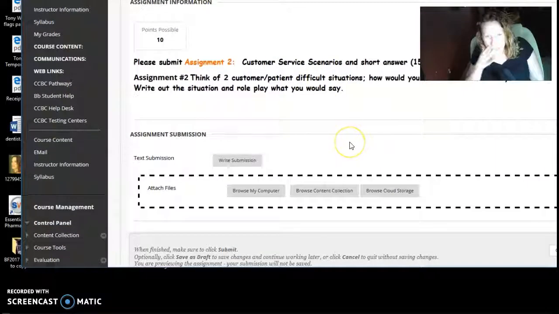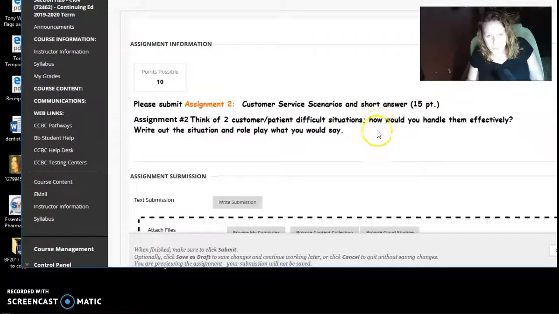And what it is here is think of 2 customer-patient difficult situations. How would you handle them effectively? Write out the situation and role play what you would say. So essentially what I'm asking you to do is to think of 2 times in your life where you either had to give good customer service to a customer or to a patient, and it was a difficult situation, and how did you handle that?